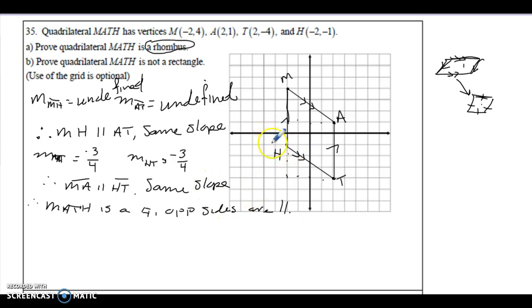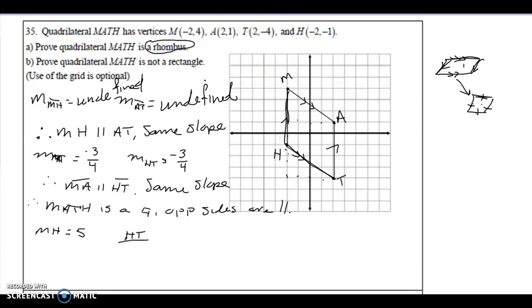All right, from there, now I need to show it's a rhombus. To show it's a rhombus, you need to show that a pair of consecutive sides have the same length. So let's do the length of MH and the length of, let's say, HT. MH is easy because it's a vertical line. I can just count it: 1, 2, 3, 4, 5. The length of MH is just 5. You don't really need to show any work for that because you just counted it on your graph. But HT I'm going to need to show some work for. I'm going to do the Pythagorean theorem.